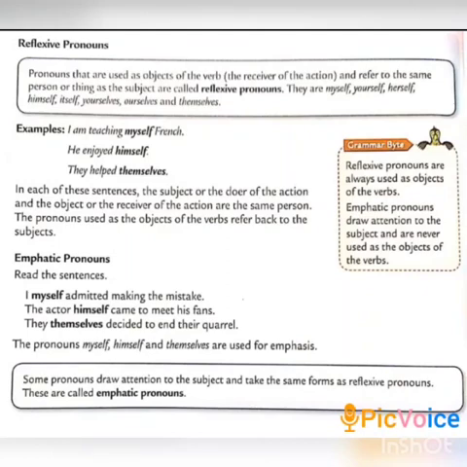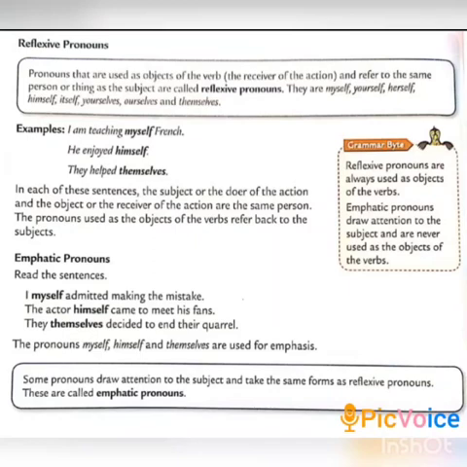Now, next type of pronoun is reflexive pronouns. Pronouns that are used as objects of the verb, meaning the receiver of the action, and refer to the same person or thing as the subject are called reflexive pronouns. They are myself, yourself, herself, himself, itself, yourselves, ourselves, themselves. For example, I am teaching myself French. He enjoyed himself. They helped themselves. In each of these sentences, the subject or the doer of the action and the object or the receiver of the action are the same person. The pronouns used as the objects of the verbs refer back to the subjects.